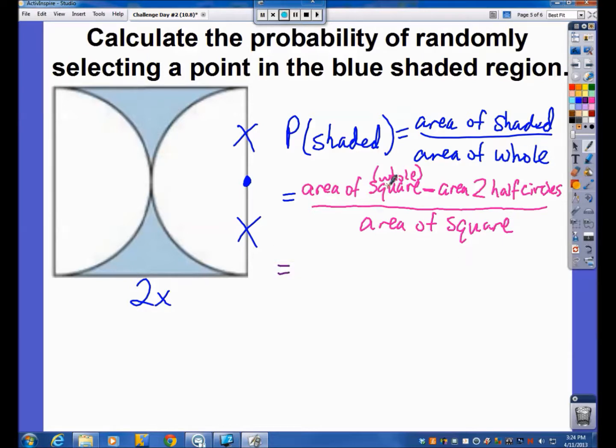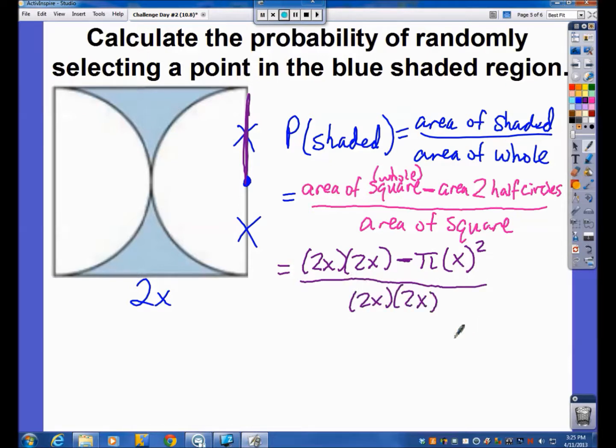So the area of the whole square, well, that's 2x by 2x. So 2x times 2x. Then we need to subtract away two half circles, which I mentioned earlier is really just one big continuous circle. So the area of a circle is pi r squared, where our radius is x. So pi times x squared. All divided by the area of the square, which again is 2x times 2x. So let's simplify this now. 2x times 2x is going to make 4x squared, minus pi x squared. I can't really do anything with that. All divided by, again, 4x squared.